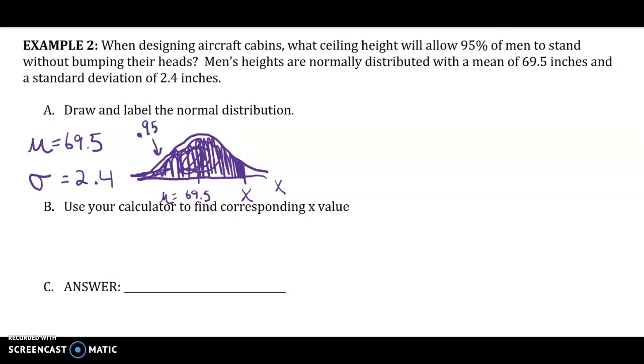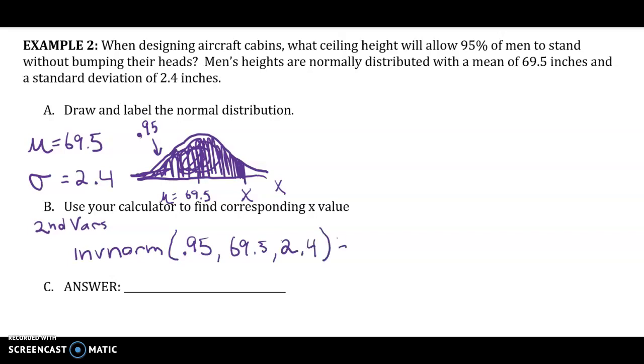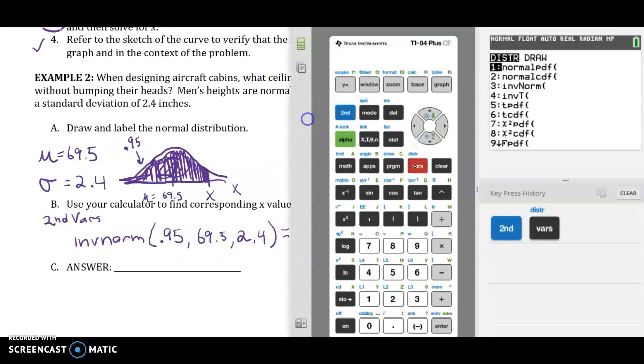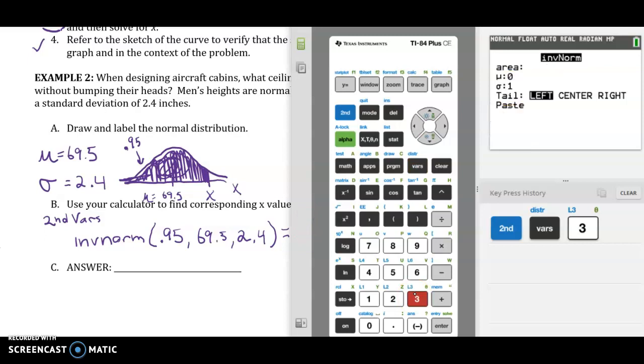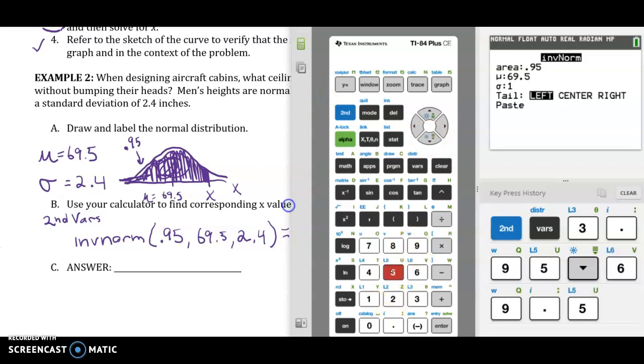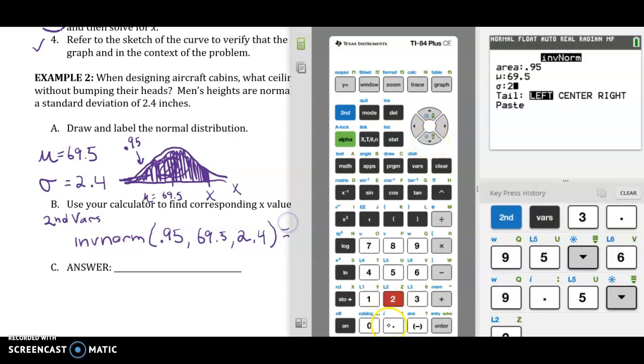So now I'm going to use my calculator to find the corresponding x value. I'm going to type in second vars, and then I'm going to select inverse norm of the area, 0.95, the mean of the problem, which is 69.5, and the standard deviation of 2.4. Let's go ahead and do that together. We'll type second vars. We'll select 3, because that's inverse norm. So you can either scroll down to 3 and press enter, or just select the number 3. The area under the curve that we know is 0.95. It's always a number from 0 to 1. The mean for this problem is 69.5. And the standard deviation is 2.4.